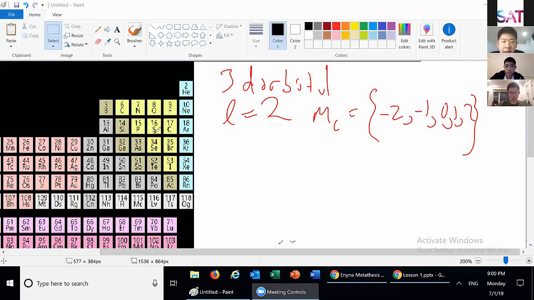So what does this tell us? How many 3d orbitals are there? We have 5 possible values for m sub l. So that means we can write 5 possible values for the 3d orbital. Does that make sense?